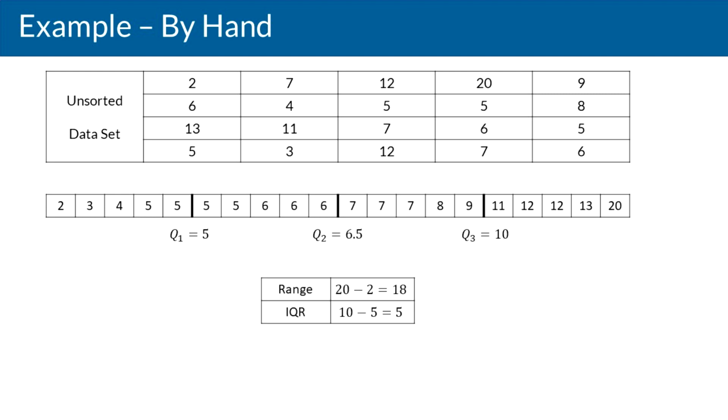With an ordered data set, I can determine my range by subtracting the minimum from the maximum value. Here I'll get 18. And then I can also calculate my interquartile range, where I do the upper quartile minus the lower quartile. And in this instance, that's going to get me a value of 5. So here I have the range and interquartile range as 18 and 5 respectively.